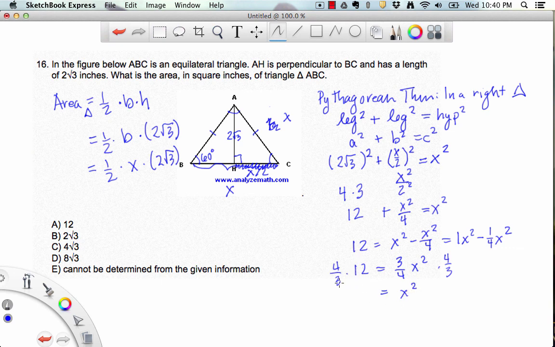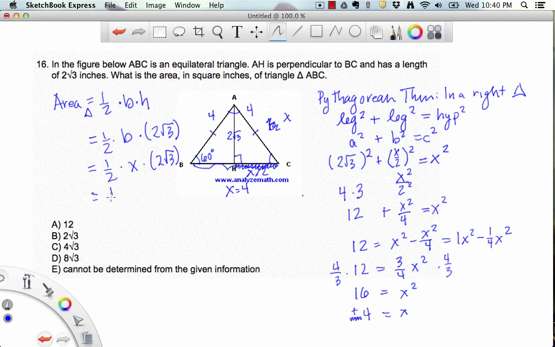So 12 divided by 3 is 4. 4 times 4 is 16. So x is plus or negative 4, but we're talking about lengths, so we're going to forget about the negative 4. So this triangle that we started out with is 4 by 4 by 4, which means the base that we're looking for, the base of the triangle, is also 4.